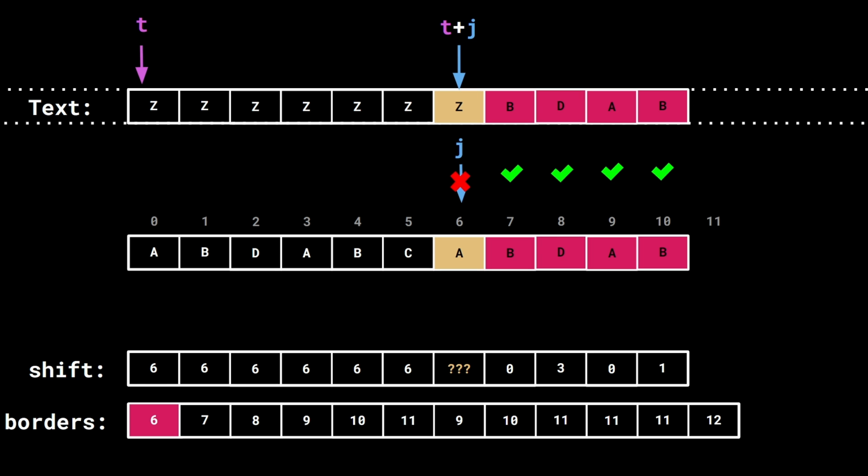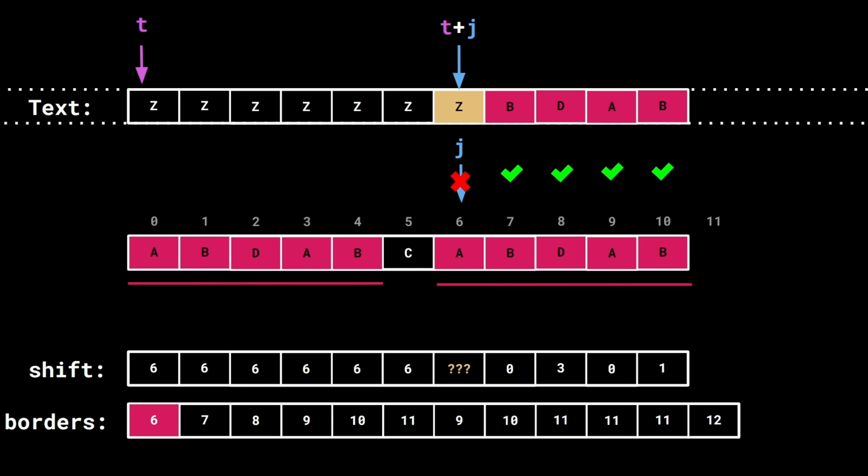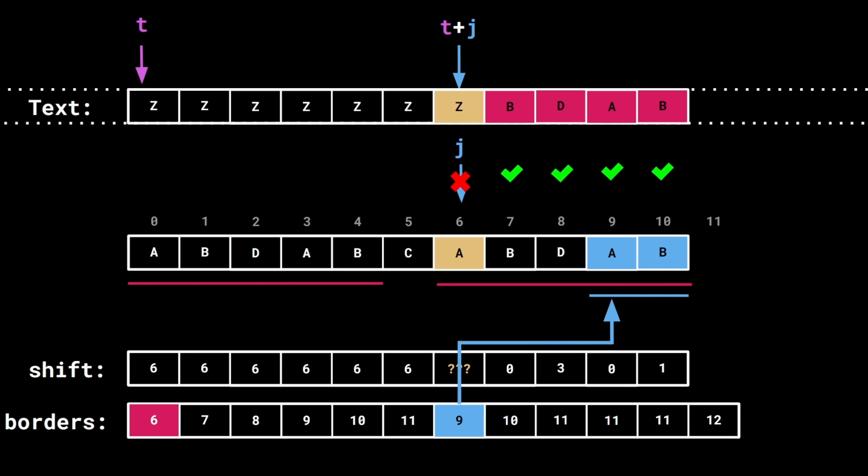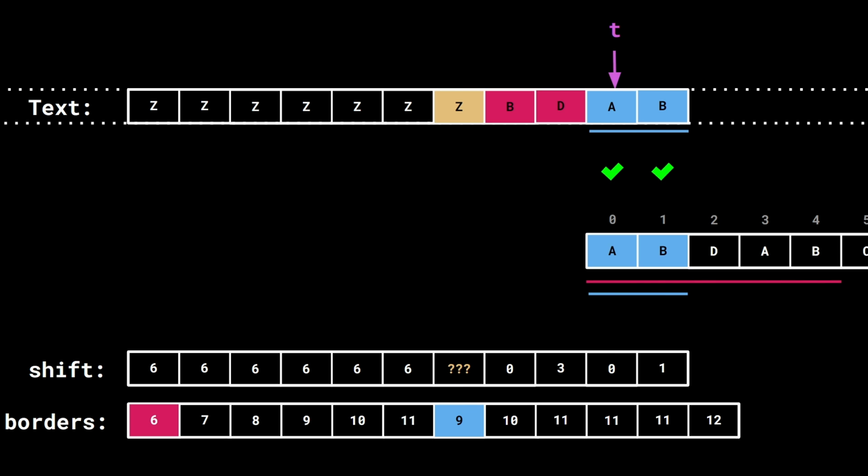So instead, we need to look for the longest border of this border, because the border starting at position 6 has a left border, and the borders of the right border are the same as the ones of the left border. So we know that the beginning of the right border is a prefix of the pattern and was found in the text. So we can shift the pattern to this position. So for this position, we can shift by 9, which corresponds to the beginning position of that border.